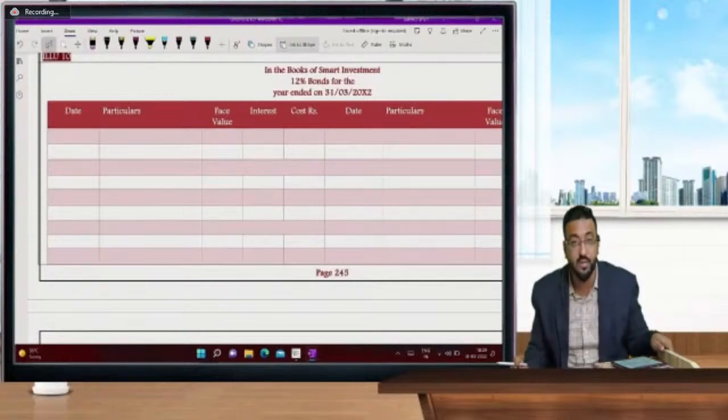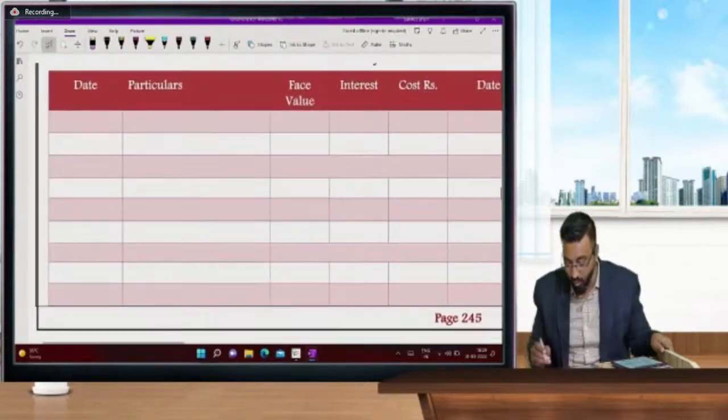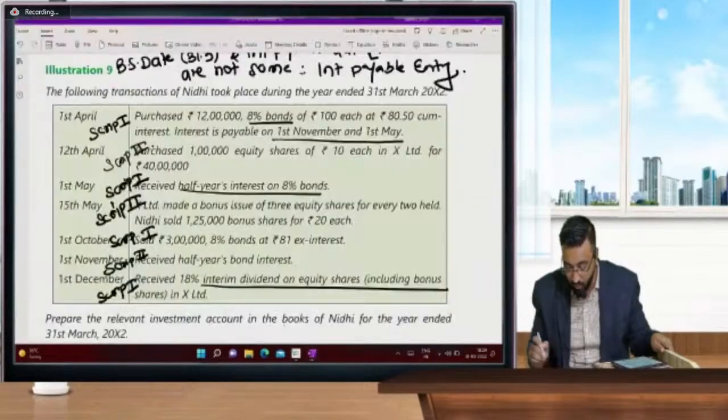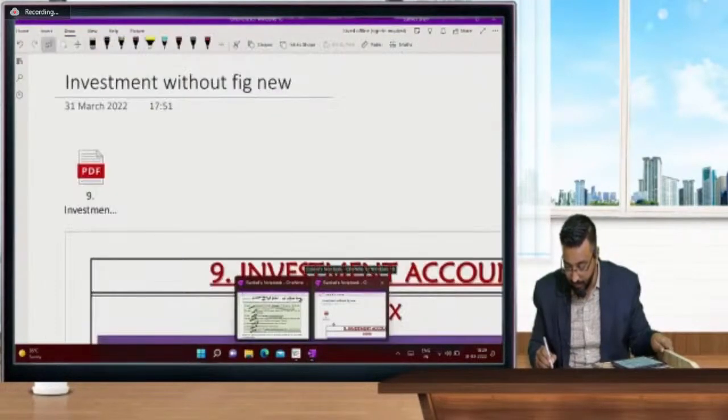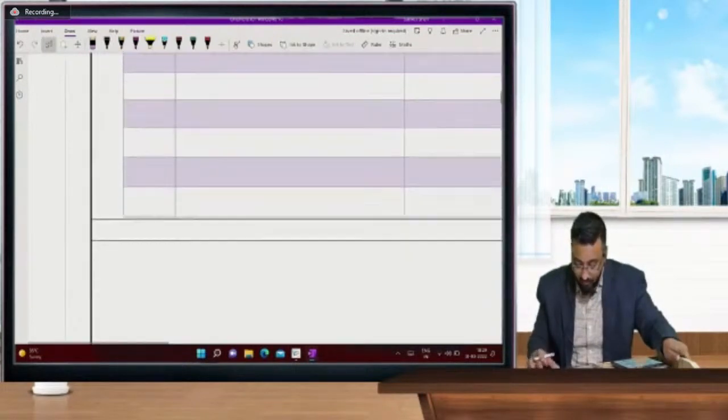Date, particulars, face value, interest, cost. Same question. Haan, chalo bolie line by line. Script 1, have you written over there? Script 1, script 2. Bolie. First date. There is no opening balance, so no opening interest receivable. Chalo. 1st April. Yes. Tell me on 1st April. To bank.